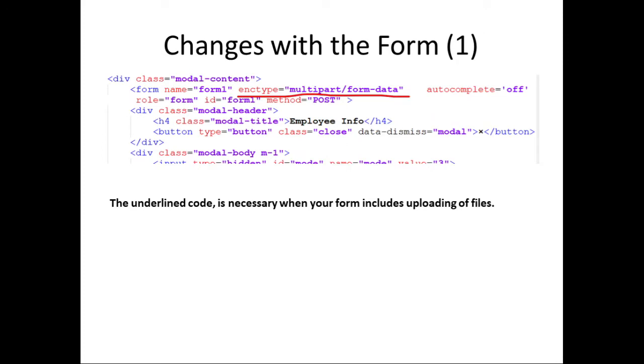So first, let's take a look at the changes in our form. So firstly, in my form tag, we should add the encoding type equals multipart/form-data, and this is necessary if you're going to upload files. So this should be placed. So that's the first thing you have to change in your code.